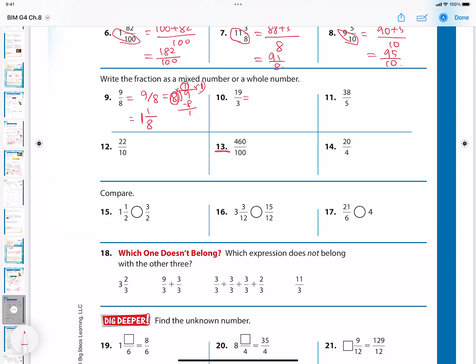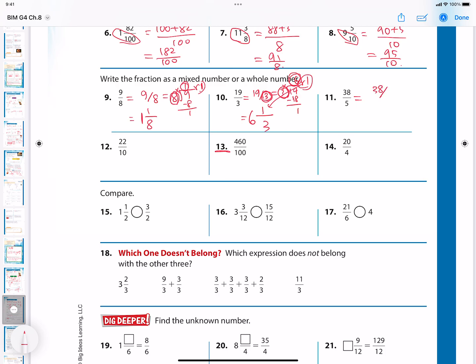All right, now rewrite it. 19 divided by 3 is equal to what? 3 can fit into 19 how many times? We know 3 times 6 is 18. Take away, 1 remainder. That means the whole number is our quotient, 6, and the remainder 1 goes on top. Our divisor is going to be our denominator. Okay, 6 and 1/3. All right, let's move on.